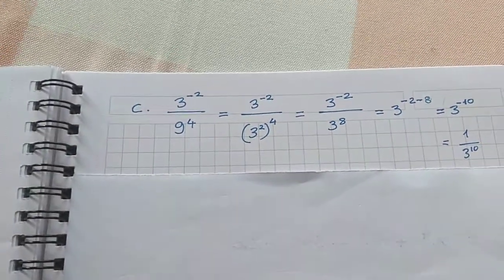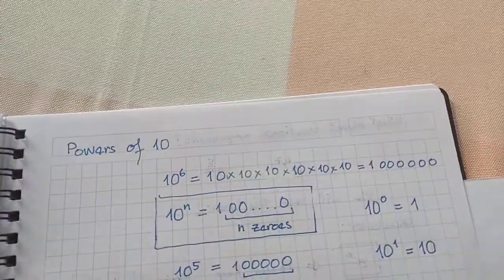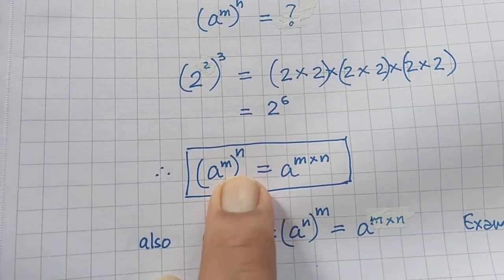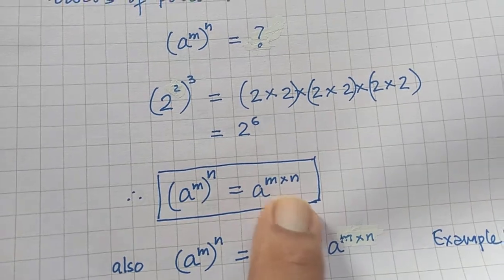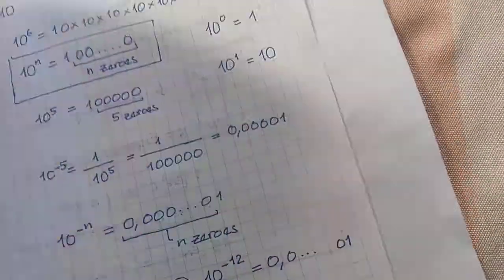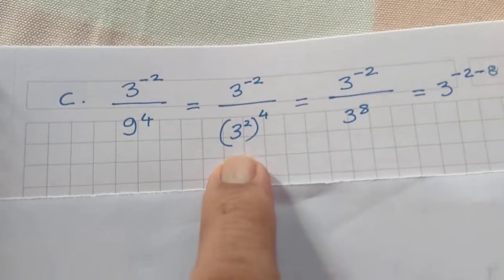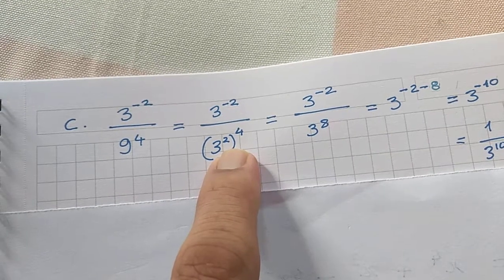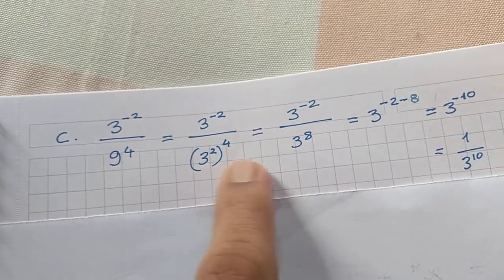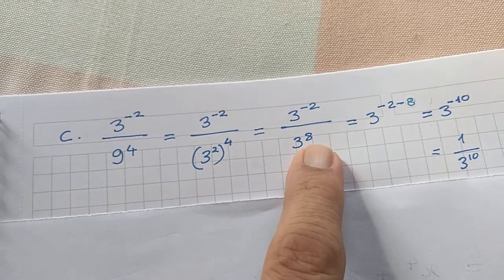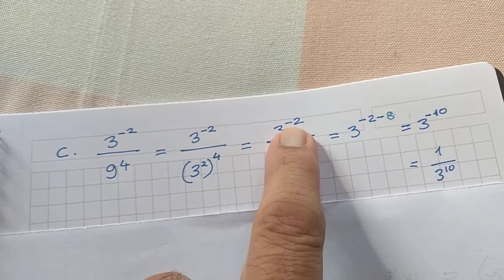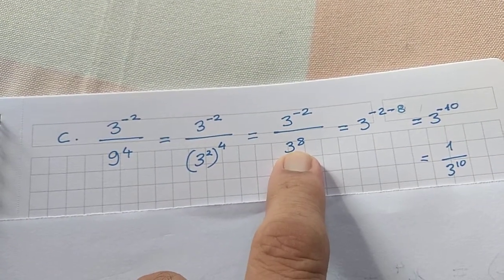This also we had seen. Where had we seen this? We had seen it here. Yes, a to the power m to the power n is equal to a to the power m into n. So here we had 3 to the power 2 to the power 4. One or two of you have written here 3 to the power 4 into 3 to the power 4, which is also absolutely acceptable. So 3 to the power minus 2 divided by 3 to the power 8.